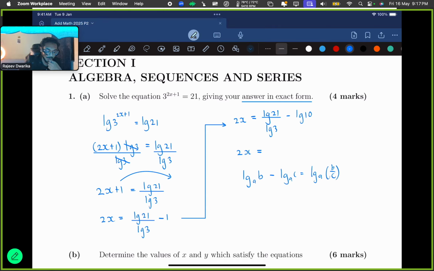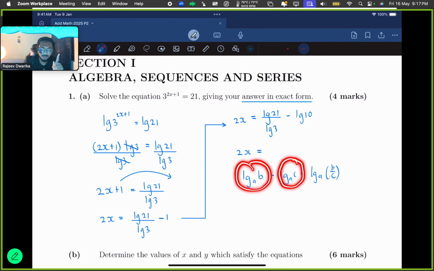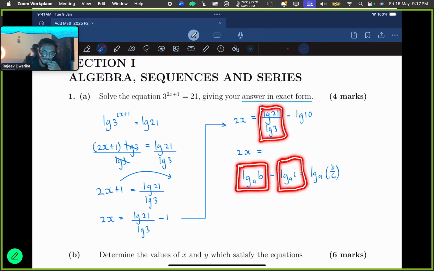Both of these terms are log terms. Are you seeing any quotients there? Aren't both of these individual log terms? Yes, but what we have over here is a fraction, or quotient.